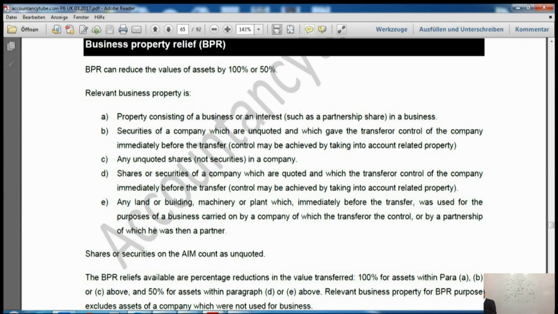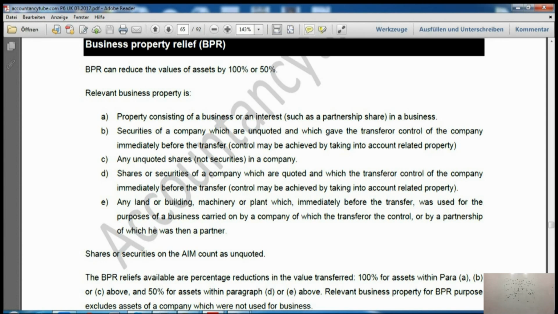Now, D and E. D says shares or securities of a company which are quoted and which give the transferor control of the company immediately before the transfer. Again, it says control may be achieved by taking into account the related property. So if you hold some shares in a quoted company, the relief would be 50%. And after that it says any land or building, machinery or plant which immediately before the transfer was used for the purpose of the business carried on by the company of which the transferor has control. In this case as well, the relief would be 50%.